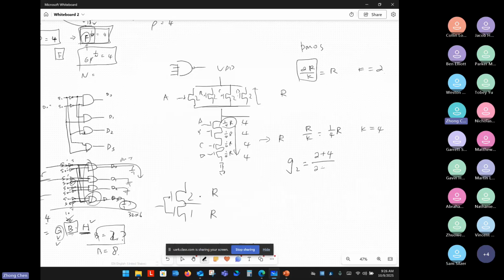Effective resistance for P and N is all equal to R, right? So the input capacitance for this case is 2 plus 1. So the G2 value, the logical effort for this 4-input NAND gate, will be 2. So that's a simple calculation here.